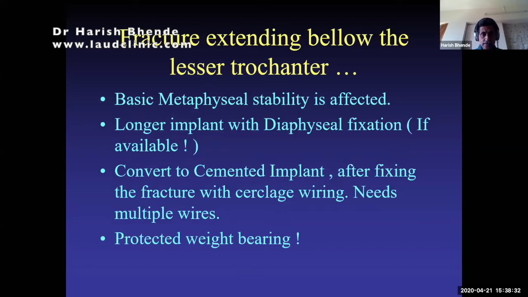But if the calcar fracture goes below the lesser trochanter, then obviously your metaphyseal stability is affected. In which case, if the fracture has gone way below the lesser trochanter, you may actually require a longer implant, which has a diaphyseal fixation, and you have to use a proper cerclage wire, and you may convert it into a cemented implant if you do not have a long implant, because not many times do you keep a long stem option available on the table during these surgeries.